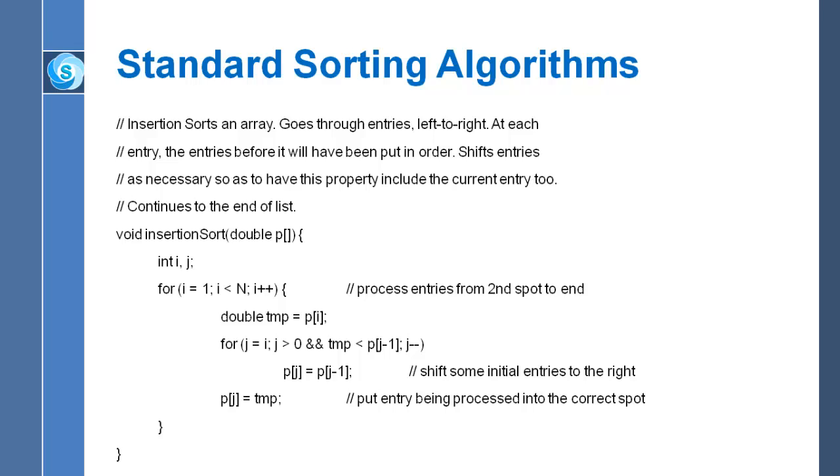we want to somehow rearrange things to keep the initial portion, from the beginning up to where we are right now, sorted. Okay? So that way, by the time we get to the end of the array, the entire array is guaranteed to be sorted.